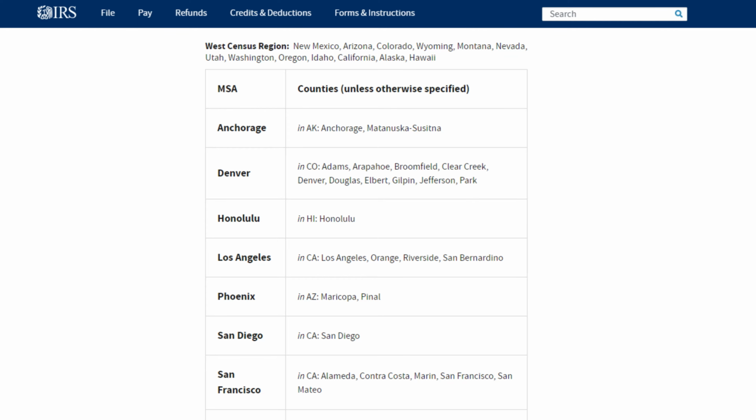Now, not every county in the United States falls into one of the metropolitan statistical areas on the IRS's MSA table. For example, here in California, the only three MSAs are Los Angeles, San Diego, and San Francisco, and combined, these MSAs only encompass 10 counties when there are 58 counties in the state of California. So what if you live in, say, Ventura County?